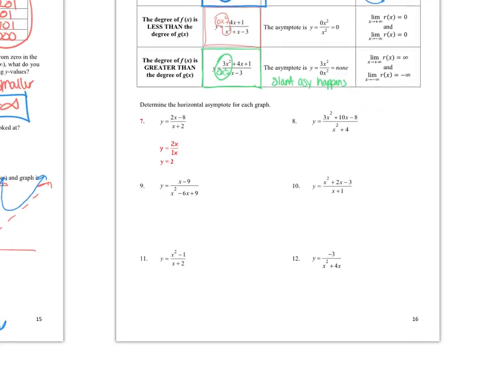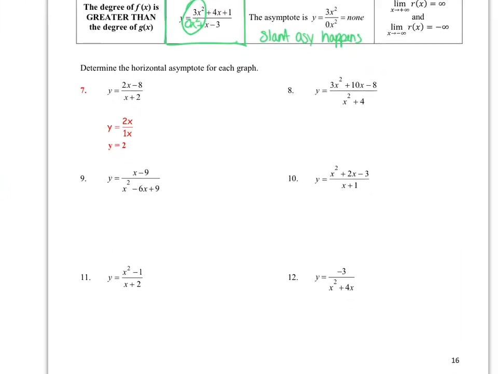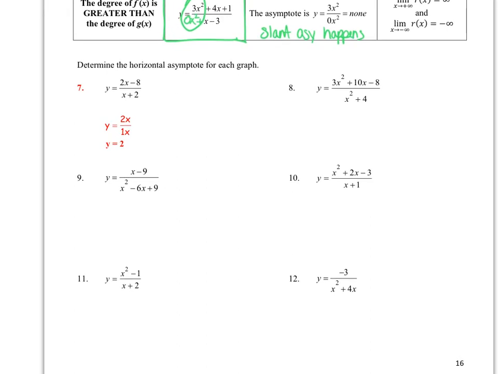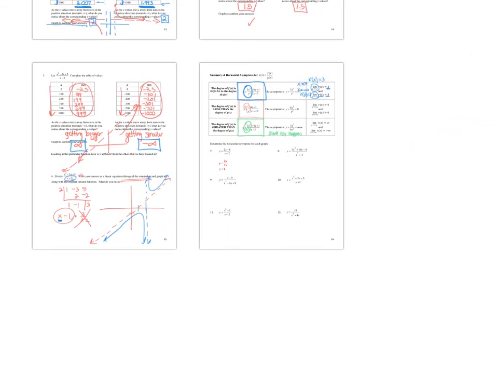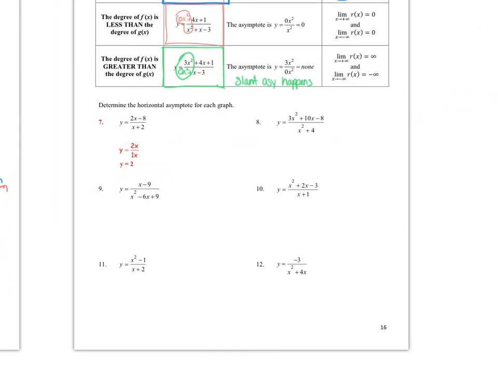So with these bottom ones, these are all worked out for you. Or no, the first one's worked out for you. I'm sorry. It says determine the horizontal asymptote for each graph. I'm just letting you know, I'm not going to ask you to find the slant asymptote like we did in this question over here. Okay, so don't stress over that. I'm just going to ask you, what is the horizontal asymptote? And if there isn't one, you're going to say none, okay?